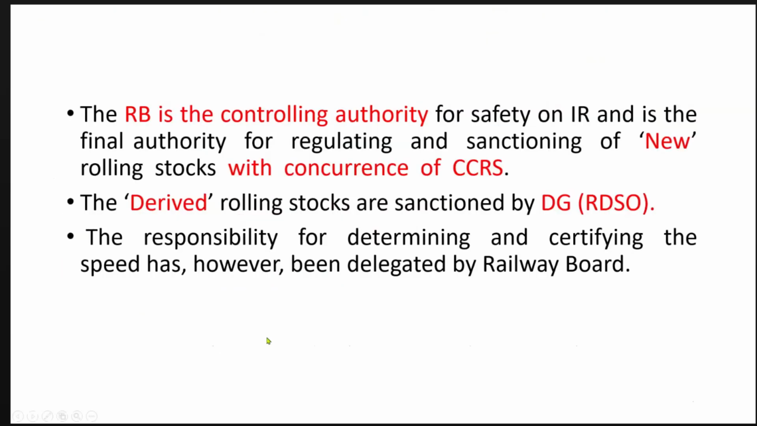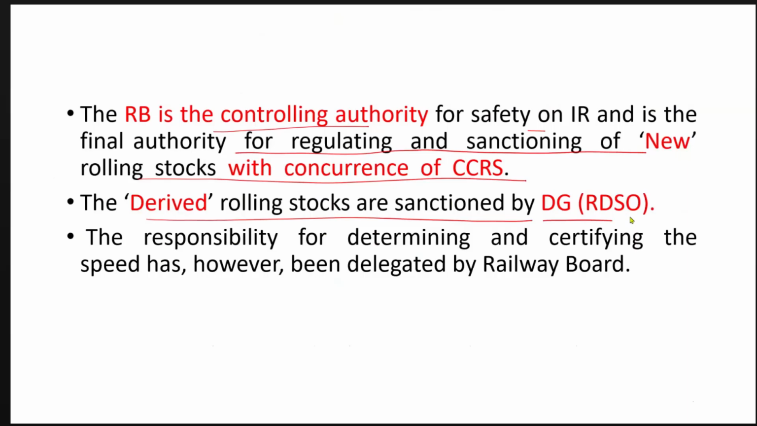Here the Railway Board is the controlling authority for safety on Indian Railways and is the final authority for regulating and sanctioning of new rolling stock with concurrence of CCRS, whereas the derived rolling stocks are sanctioned by the DG RDSO. The responsibility for determining and certifying the speed has, however, been delegated by the Railway Board.